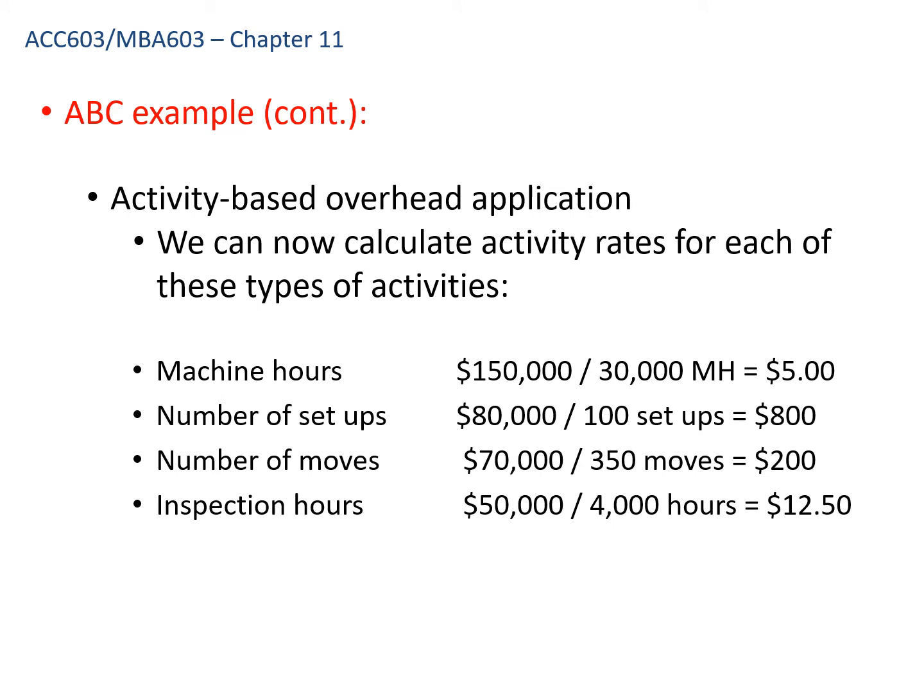So I can use that to come up with a rate for each of those activities. So for machine hours, it's 150 divided by 30,000 machine hours to give me $5 per machine hour. And then setups, that's $800 per setup. Moves, that's $200 per move, and $12.50 per hour of inspection.